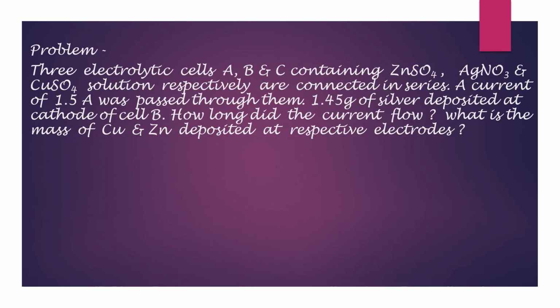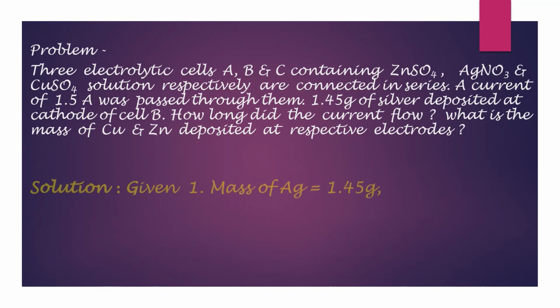Okay. Now we shall work out a problem related to Faraday's first law and second law. Three electrolytic cells A, B and C containing ZnSO4, AgNO3 and CuSO4 solution respectively are connected in series. A current of 1.5 ampere was passed through them. 1.45 gram of silver deposited at the cathode of cell B. So cell B is the silver nitrate solution. How long did the current flow? What is the mass of copper and zinc deposited at the respective electrodes?